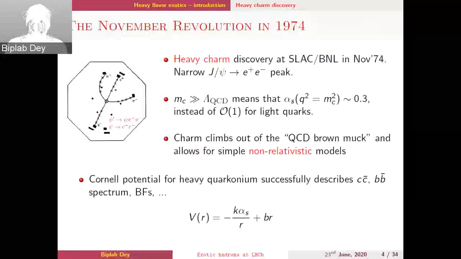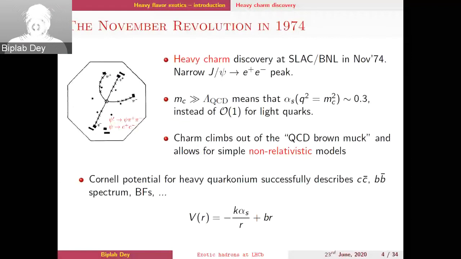So moving on to heavy quarks, the start, of course, was this famous November Revolution, which happened in 1974, with the discovery of the heavy charm, the J/psi at SLAC and BNL. This thing was a narrow peak in J/psi to e+ e−. On the left hand side you actually see a plot of this psi, a Greek psi symbol, being produced by psi(2S) decaying to J/psi π π.